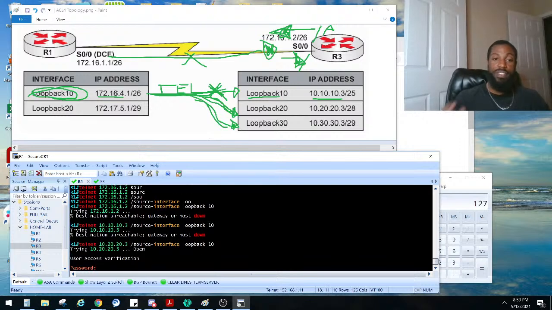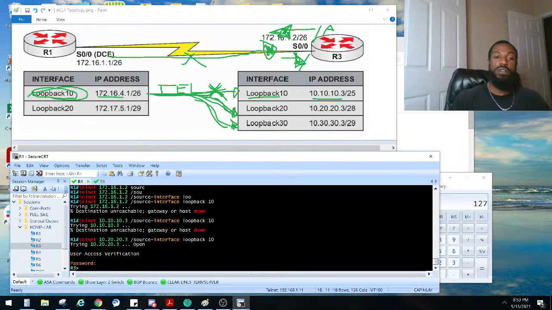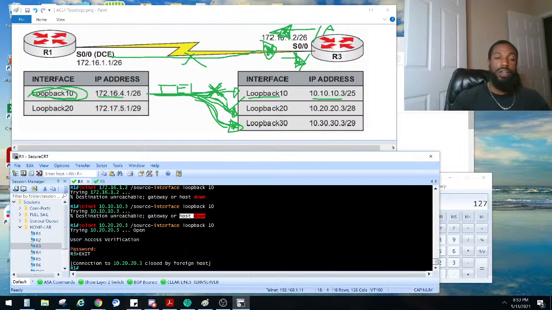10.20.20.3. That worked. See that? All caps Cisco. Boom. So this one blocked. This one worked. Now let's finally try this interface right here to that interface. So now we're gonna exit out of that. We know that. Now go back to router 1, and then we're gonna telnet.